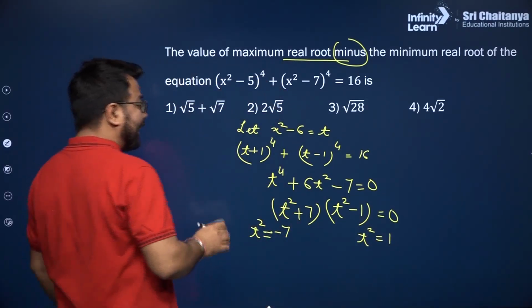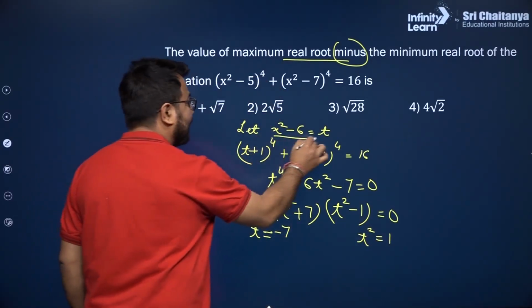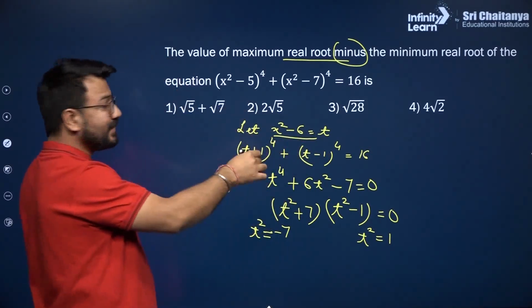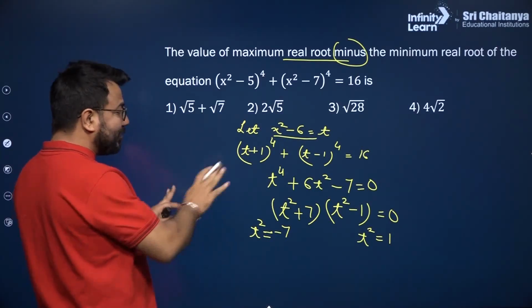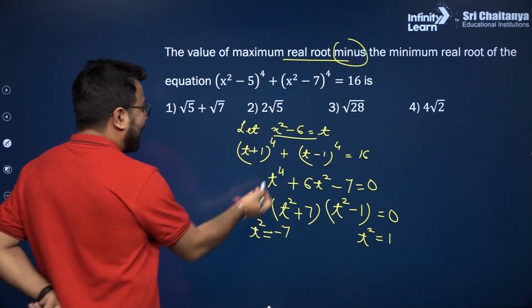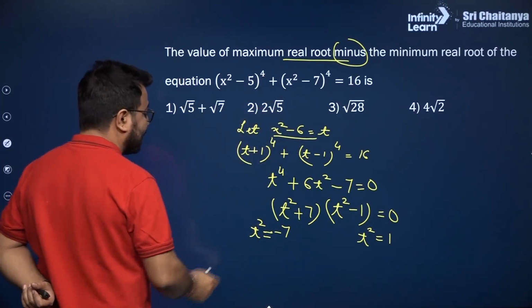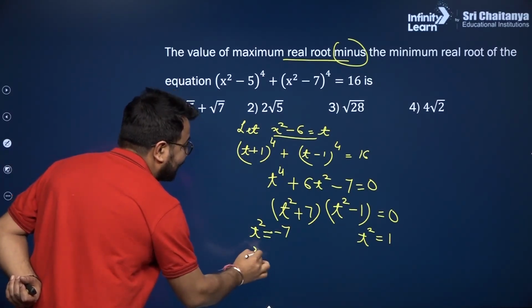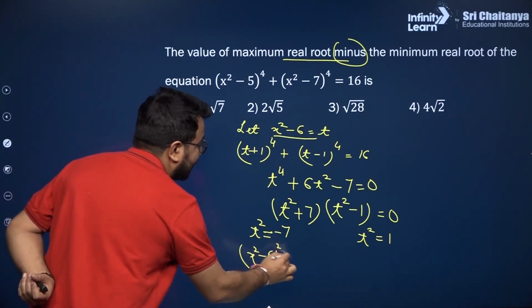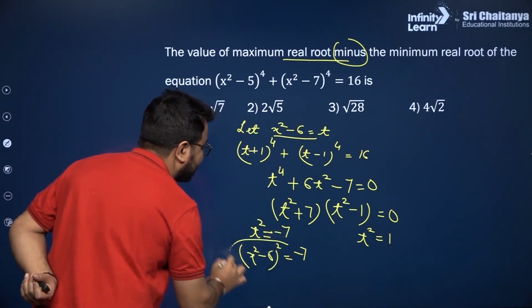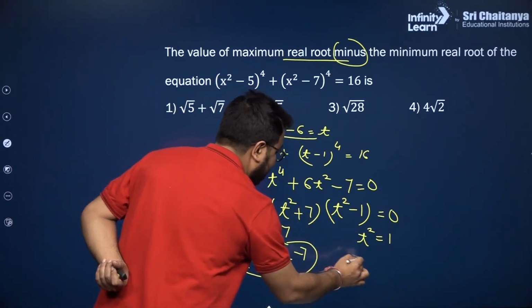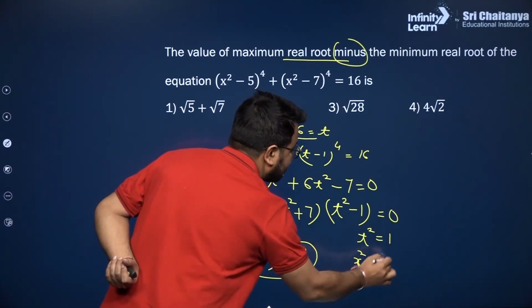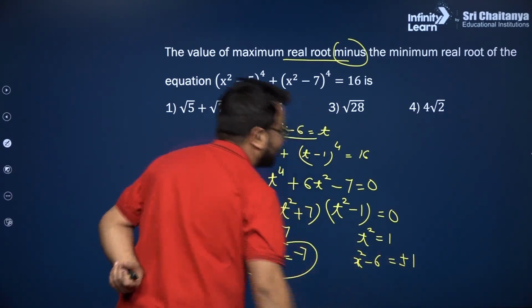So basically here we have t is equal to x square minus 6. Okay, we have this value of t. So how will I be able to deal with this situation? If I have the value of t as x square minus 6, then (x square minus 6) whole square is equal to negative 7. So this will bring up an imaginary root. And if I talk about the other one, x square minus 6 will be equal to plus minus 1.